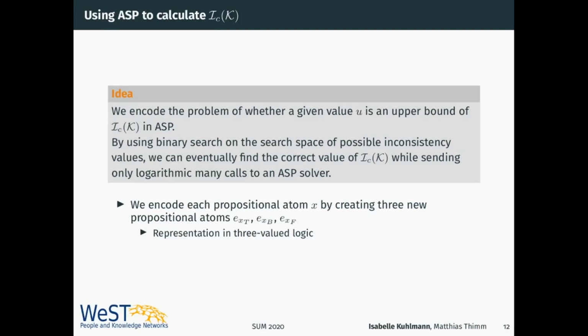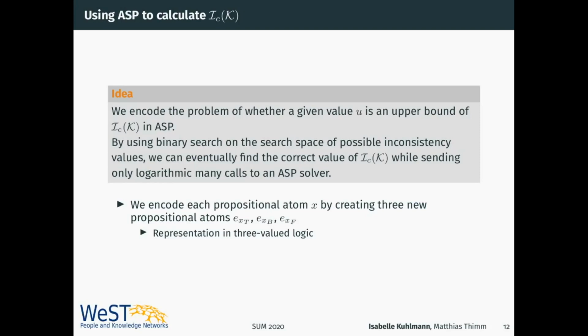Now let me elaborate this a little bit. First of all, we know the maximum value because it corresponds to the signature size of our knowledge base. And well, let's just call this n for now. So in binary search, we can set the initial value of our search to n over 2. Now, if the answer set program returns an answer set, it means that n over 2 is actually a valid upper bound for the contention inconsistency value, and we can try a lower value next. If it doesn't return an answer set, we have to try a higher value next. And this way we will eventually find the true contention inconsistency value.